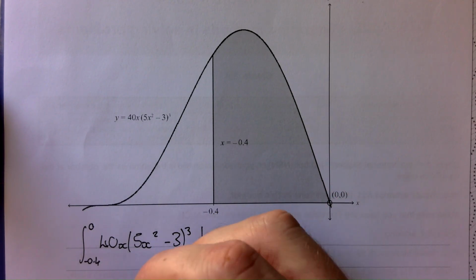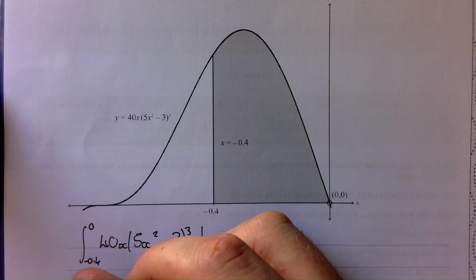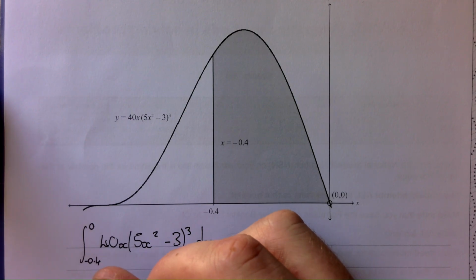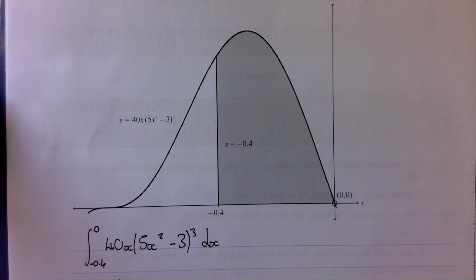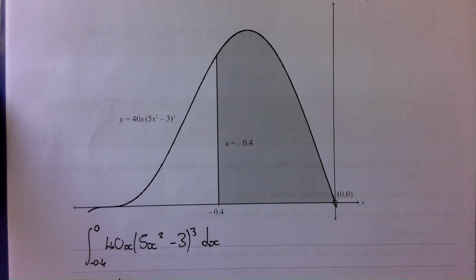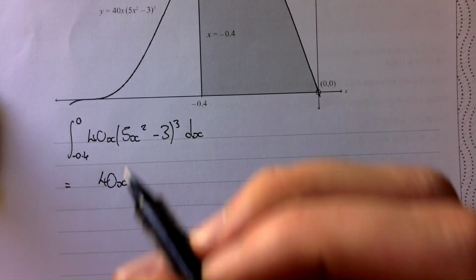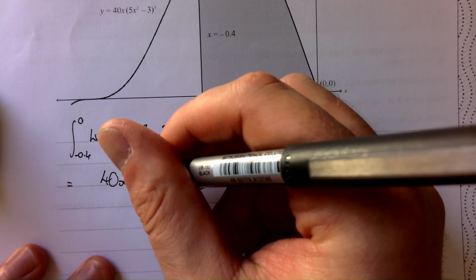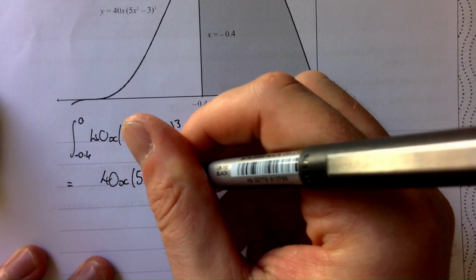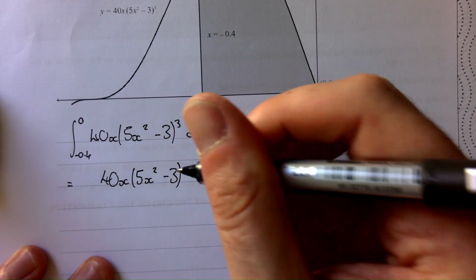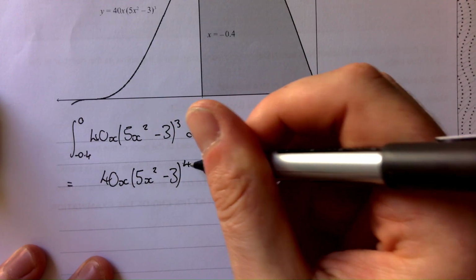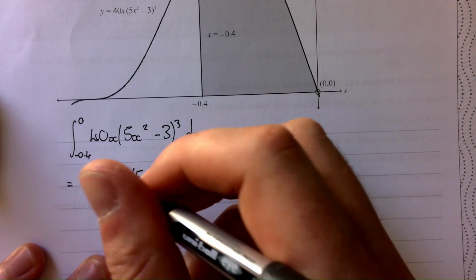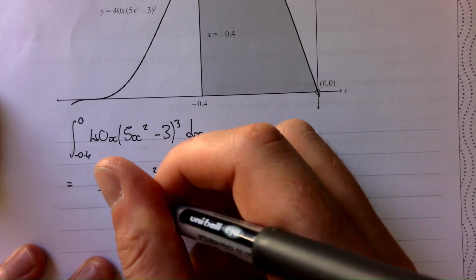So our 40x remains outside the front. We have our 5x squared minus 3. This time we are raising the power of 3 up to 4. We're adding 1 because we are integrating it. We have to divide by this new power, which is 4.